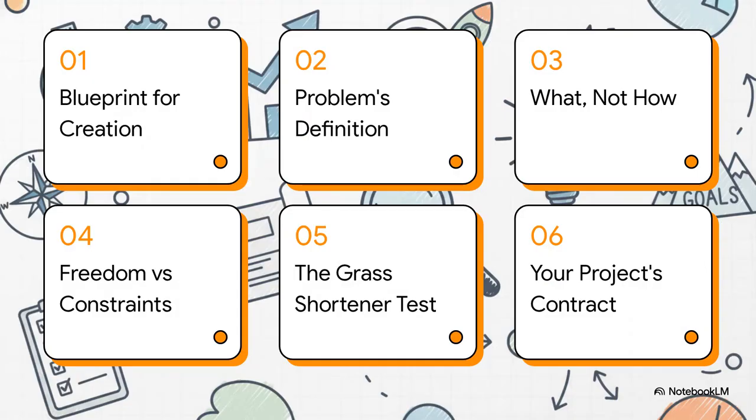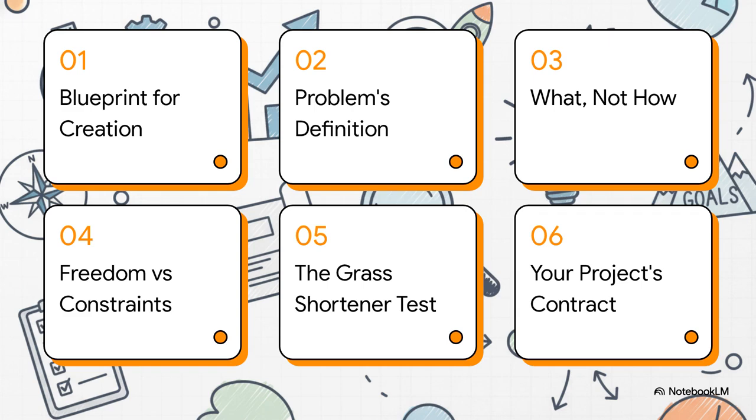So here's our roadmap. We'll see exactly where performance specs fit into Dr. Ampadu's larger blueprint. We're going to talk about defining the problem. We'll get into the super important distinction between what and how, and we'll explore this cool idea of freedom through constraints. And then we'll even run a little test to see it all in action.